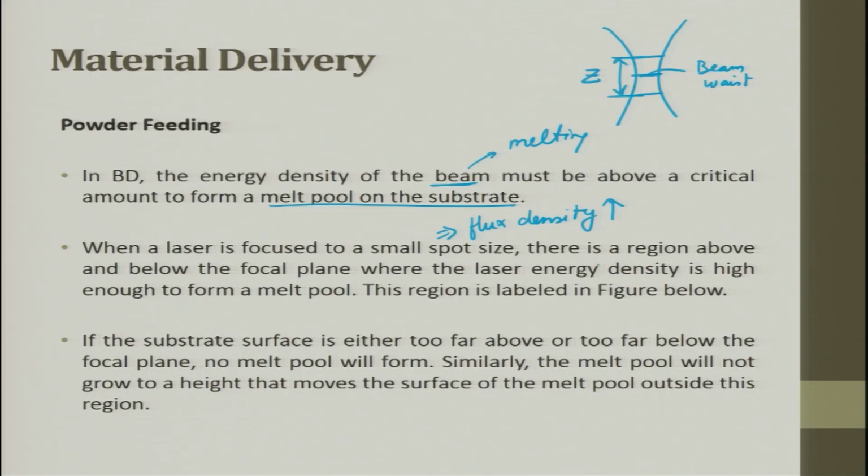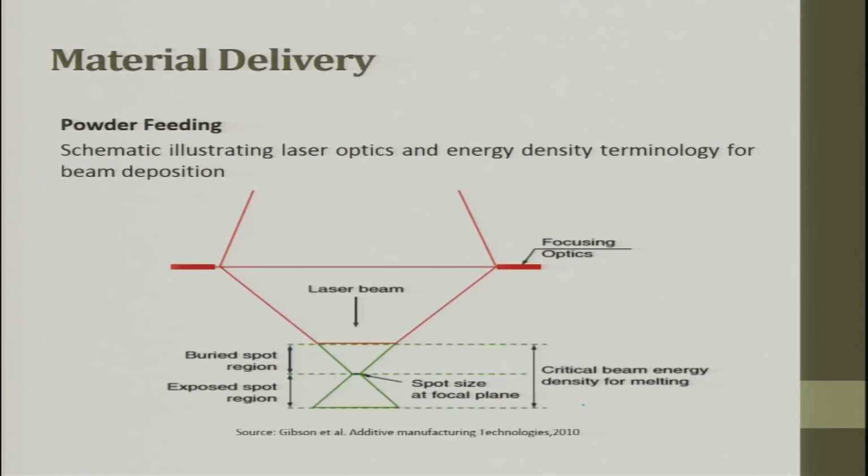Okay. So here is the region above and below the focal plane where the laser energy is high enough to melt the melt pool. If the substrate surface is either too far above or too far below the focal plane, no melting will happen. So if it is above this or below this, no melting will happen. Similarly, the melt pool will not grow to a height that moves the surface of the melting pool outside the region. So this is what we were trying to talk about.